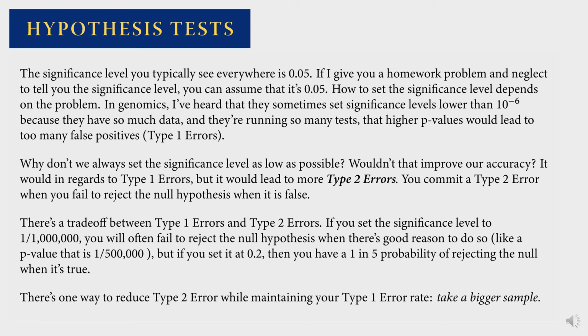You make a type 2 error when you fail to reject a null hypothesis that's false. If you set the significance level too low, your test may be too conservative and you might miss important discoveries. So you need to balance these error rates. The only way I know of to reduce both error rates at once is to increase n, take a bigger sample.